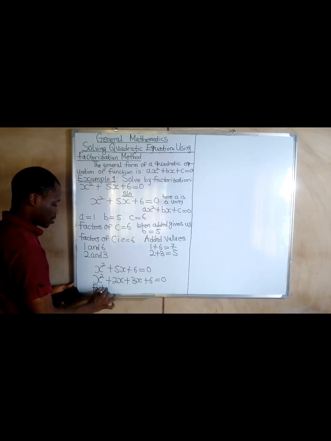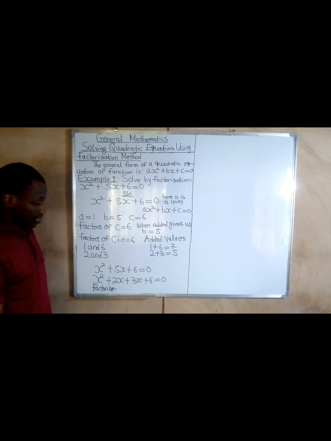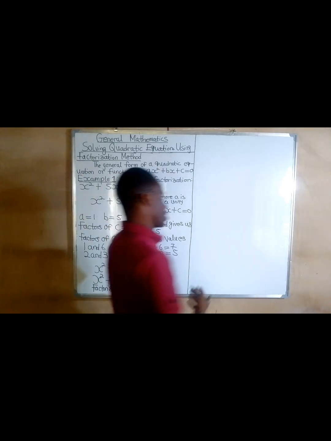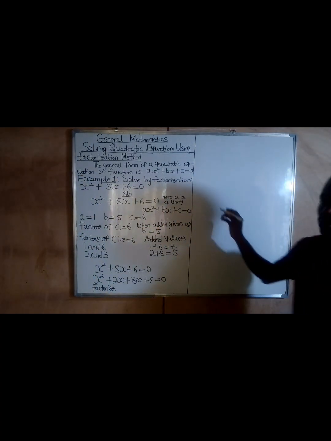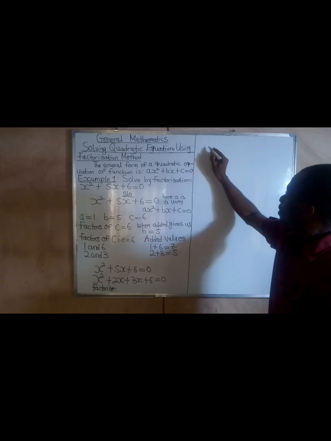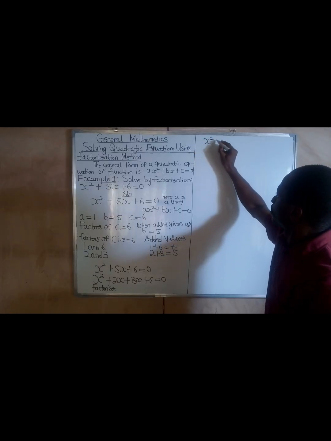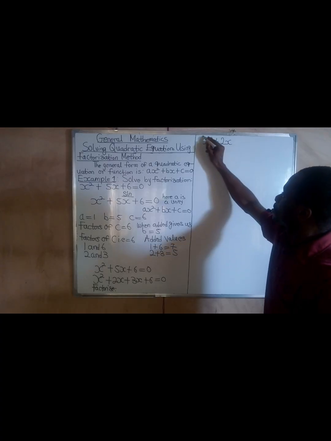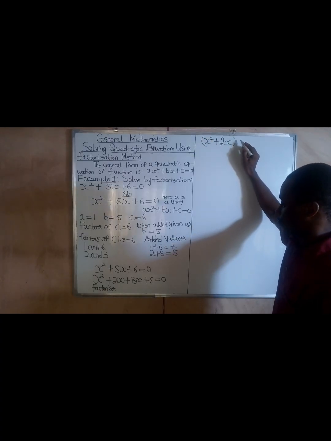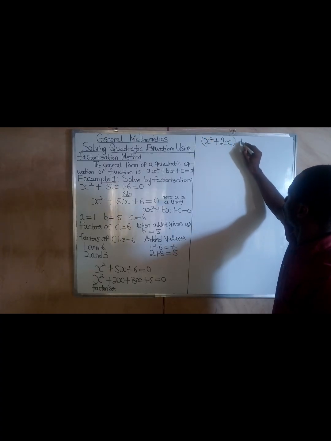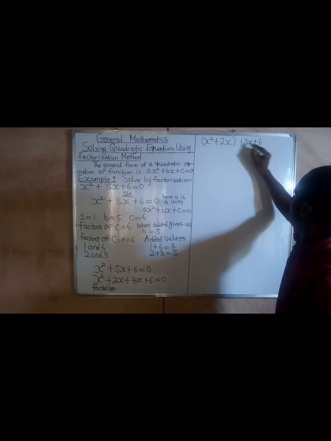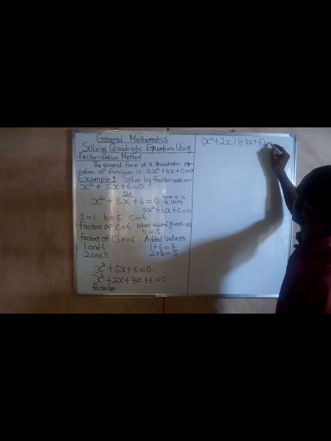So the next thing to do is to what? Factorize. We are to factorize the equation. Now to factorize is very simple. You pick two common factors here while factorizing. So if we are to factorize, we say x squared plus 2x, put it in a bracket for some of those who don't know how to factorize, then plus 3x plus 6 in a bracket equal to what?